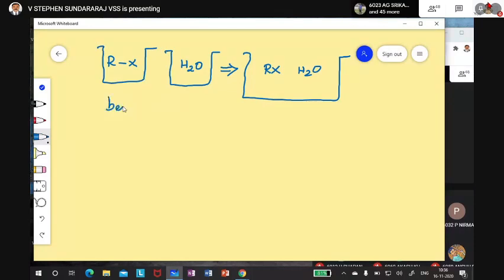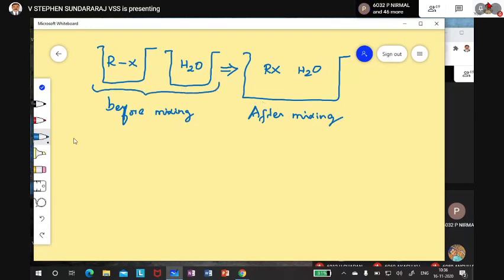Before mixing. This is after mixing. In the solution chapter, I hope you have studied in detail what I told you: the solvent and solute take A interaction, B interaction, or vice versa. Here, the AB interaction is the interaction of A molecules with B molecules.